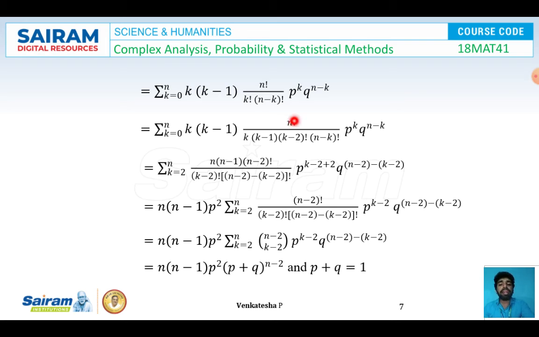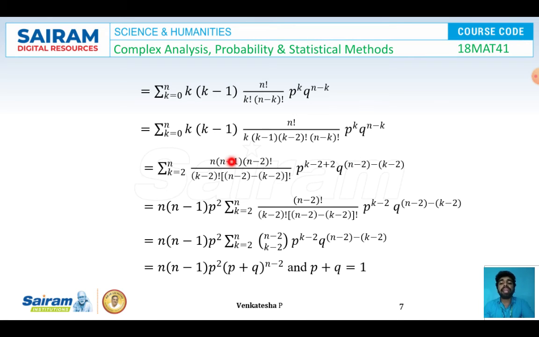So now after expanding n factorial as n into n minus 1 into n minus 2 factorial, converting n minus k factorial as n minus 2 minus of k minus 2 factorial just by adding 2 and subtracting 2, converting p power k as p power k minus 2 plus 2 by adding 2 and subtracting 2, and converting q power n minus k as q power n minus 2 minus of k minus 2 by adding plus 2 and subtracting plus 2. So I got the expression now, summation k from 2 to n minus 1, n minus 2 factorial divided by k minus 2 factorial into n minus 2 minus of k minus 2 factorial, p power k minus 2 plus 2, q power n minus 2 minus of k minus 2.